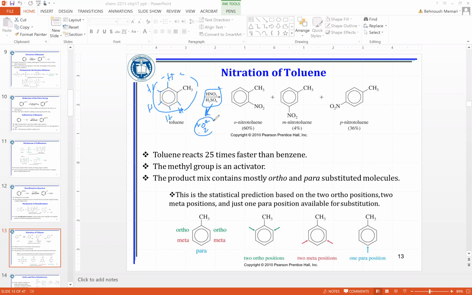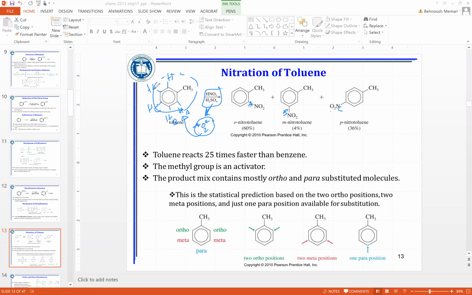Now, how do I know this is a nitration reagent? Because I know that HNO3 and H2SO4 mixed together give me the nitronium ion, and that is a nitration reagent. So this is going to replace one of these hydrogens. If it replaces hydrogen A, you would get this product. If it replaces hydrogen B, you would get this product. If it replaces hydrogen C, you would get this product. So you get these 3 products.